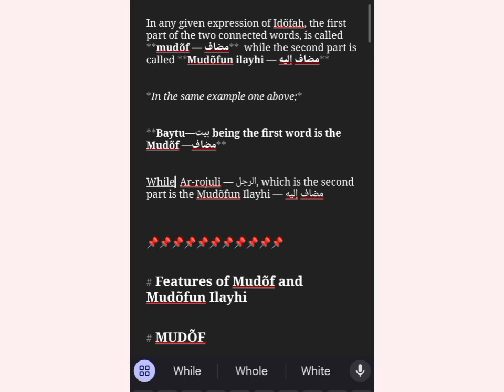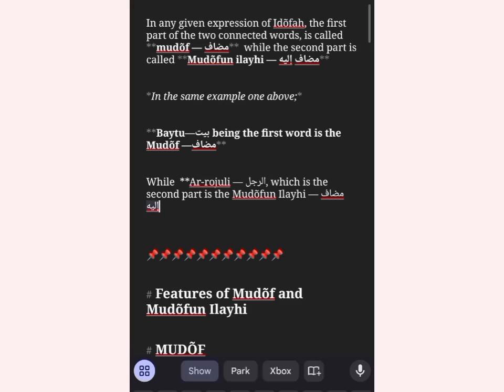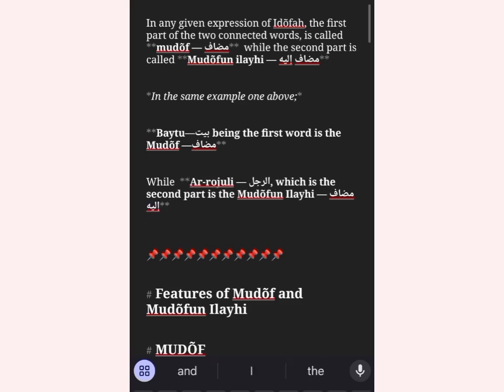ilayh. It's like someone is coming to visit you. You are the host, and the person who is coming to visit you is your guest. You are the receiver. You're receiving them. So you are the mudaf ilayh. Your visitors that are coming to you, or the new person you are taking as your friend, is your mudaf.